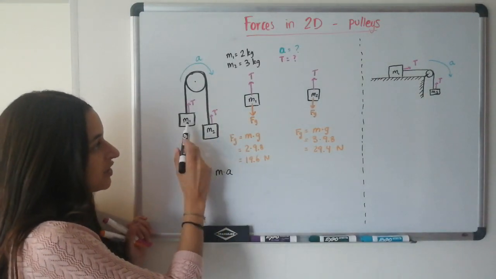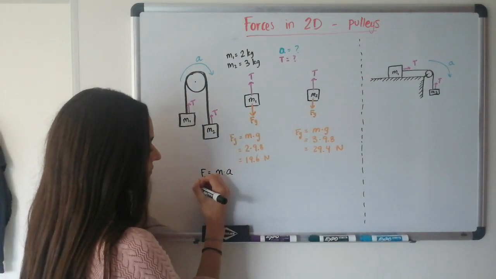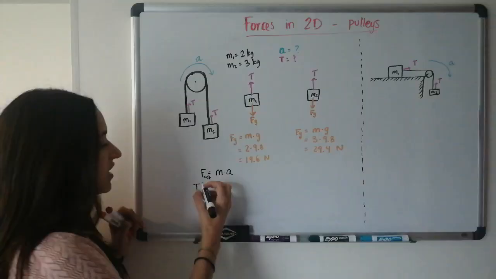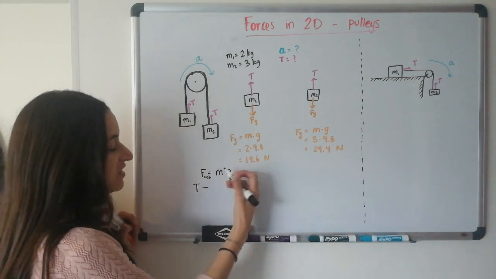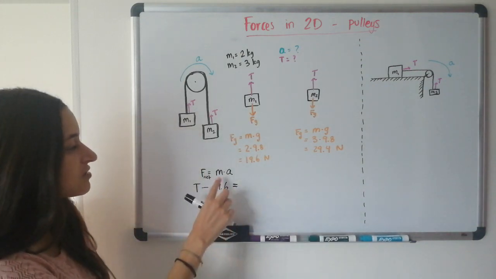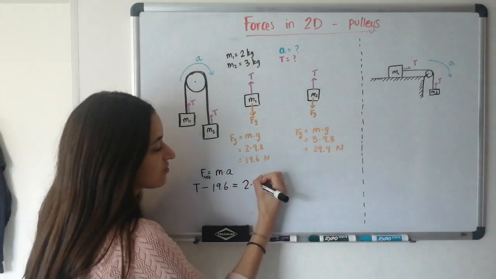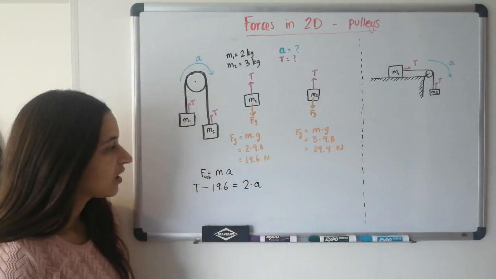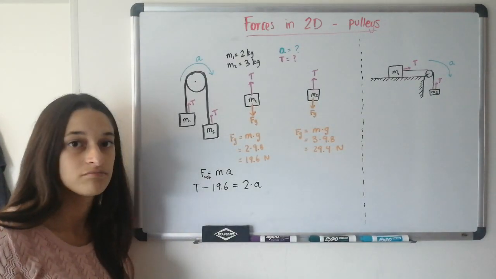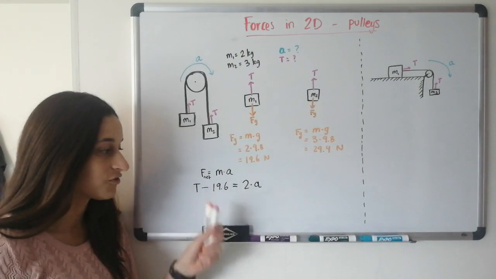So for M1, because it's going to go up, tension is positive. So we have tension. And then weight is going to go downwards, so it's negative. So we have minus our weight, which is 19.6. And that equals, since those are the only two forces, mass times acceleration. The mass for mass 1 is 2, and the acceleration is just a. That's all we can do. We don't know a, and we don't know T, so we can't solve this equation. But it's fine, because we have another object. That object is going to help us solve this equation too.